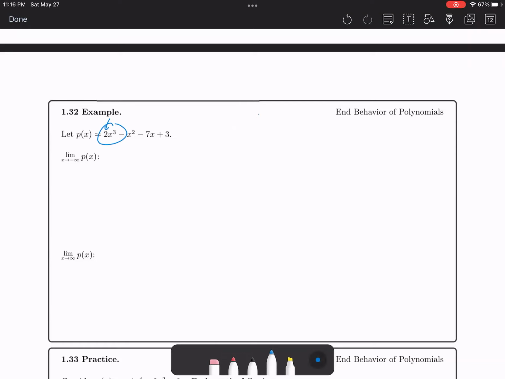So the limit as x approaches minus infinity, so we're going to go to the left initially. This is the limit as x approaches minus infinity of P of x, which is 2x cubed minus x squared minus 7x plus 3.